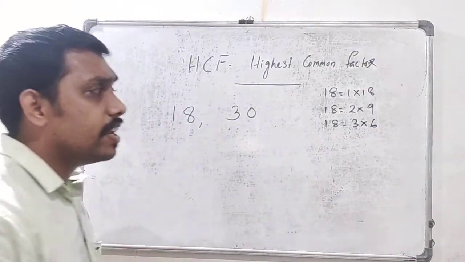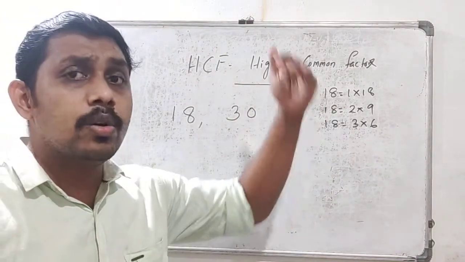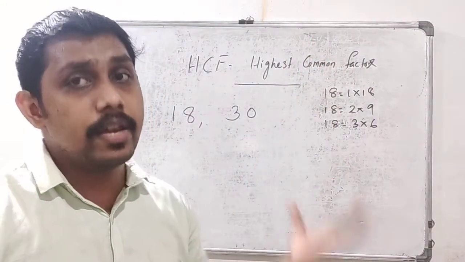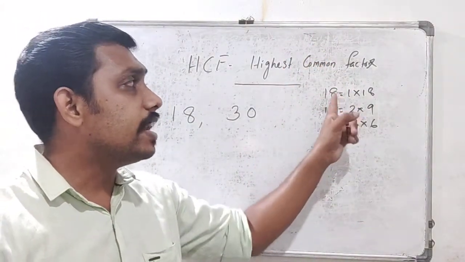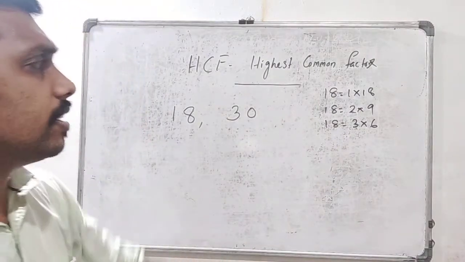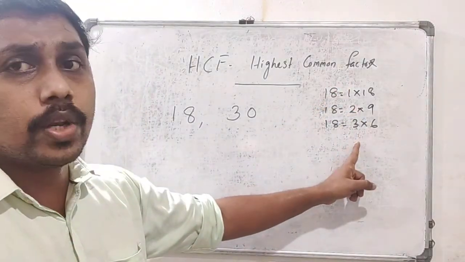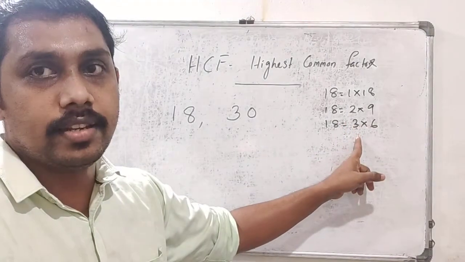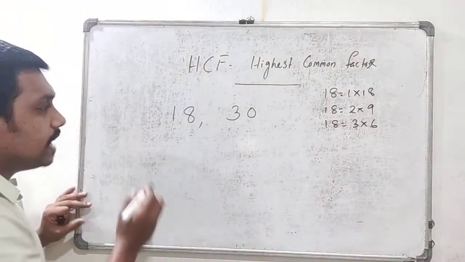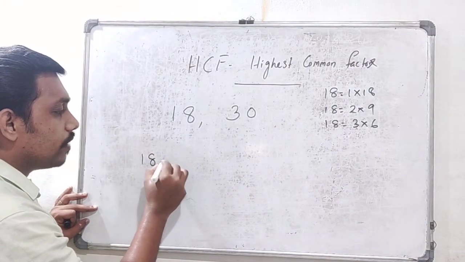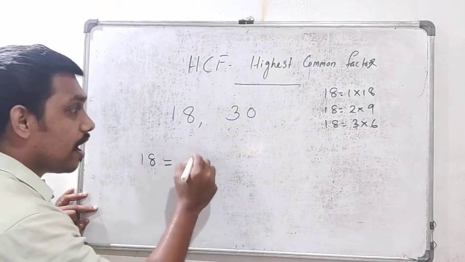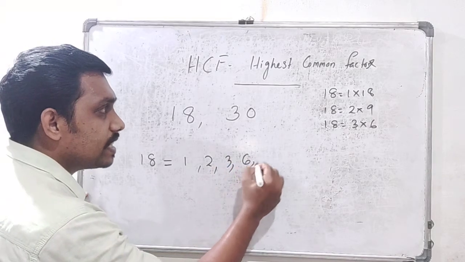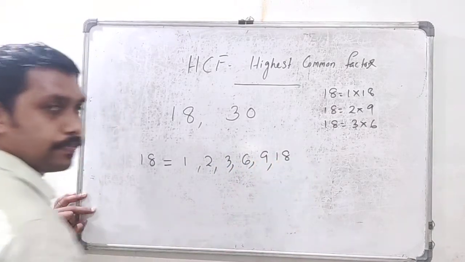Now, a factor must be a number that is less than or equal to the given number. So the factors must be less than or equal to 18. The factors are 1, 2, 3. For 4, there is no multiple of 4 which gives 18. Then 5, 6. 6 into 3 is 18, isn't it? So these are the factors. Factors of 18 are 1, 2, 3, 6, 9 and 18.